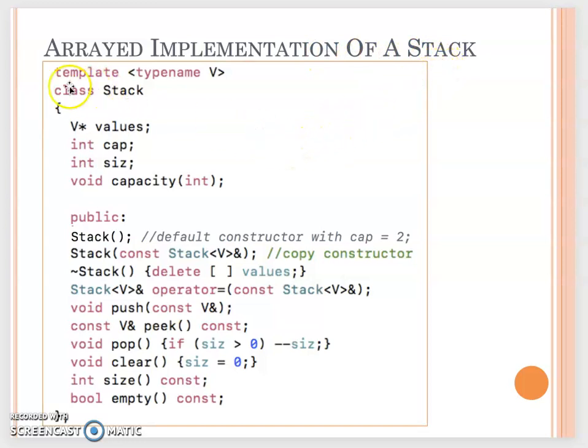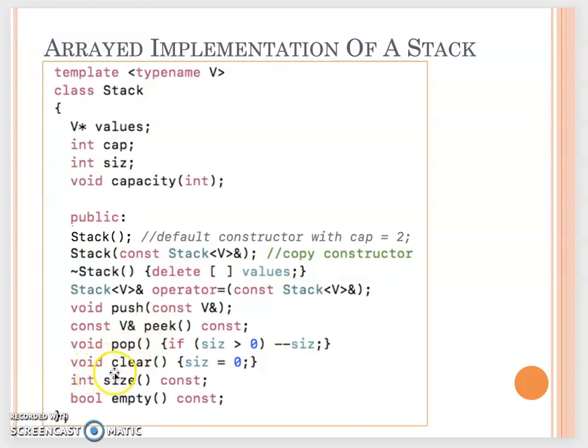When we have our template, we have the template keyword and the type name. You see this V can be replaced with any data type. Our class name is Stack. So you see here our public interface. We definitely should have our constructor function. We definitely need to have our push setter function and the pop setter function.